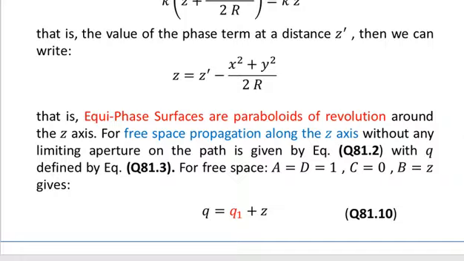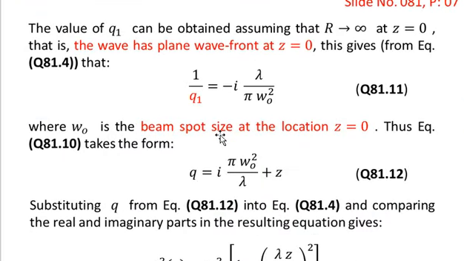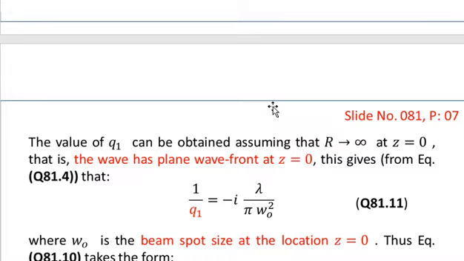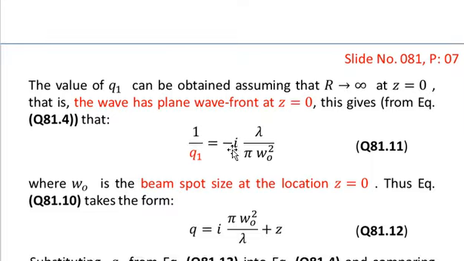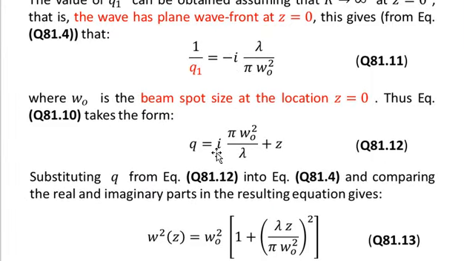Okay, so we have this relationship for the q1 that we have obtained. What is w0? w0 is the beam spot size at the location z = 0. So what is the size of a beam spot at the location z = 0? That we are referring to as w0. Thus equation 10 takes the following form. Using the value of q1 from equation 11 and substituting in equation 10, we get the value of q, that q = i π w0²/λ + z.